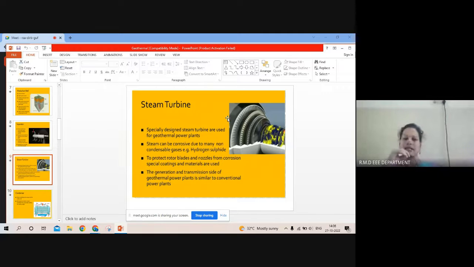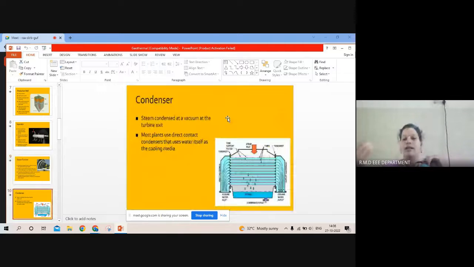Once the turbine runs efficiently, we get the mechanical energy in an efficient manner, which in turn yields the electrical energy. And always we have a condenser unit in all the power plants, the main purpose being to reuse the fuel used. Here steam is condensed to the vacuum of the turbine exit.